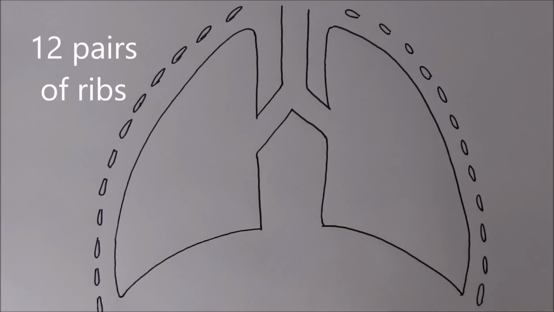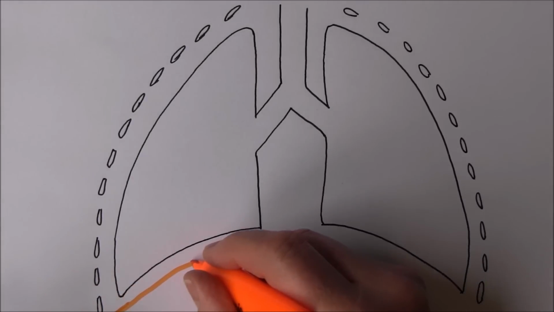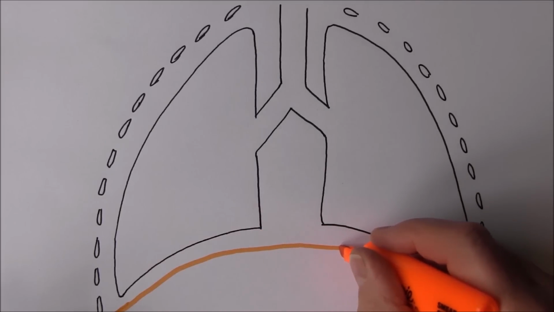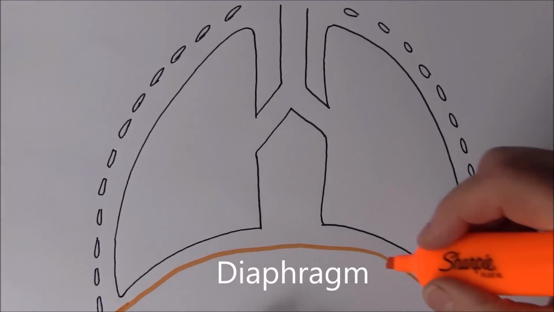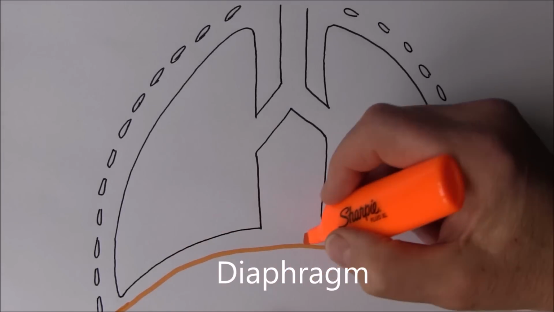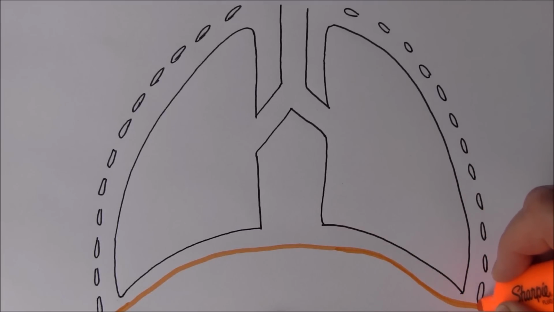And we're just going to put on the diaphragm. So the diaphragm is this dome of muscle here, in orange in this case, actually separating the abdominal and the thoracic cavity. So that's the diaphragm there, this dome of muscle.